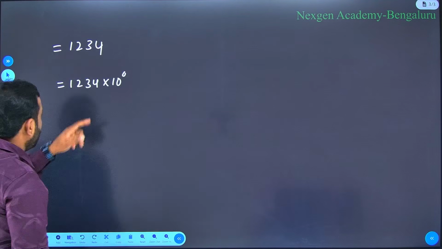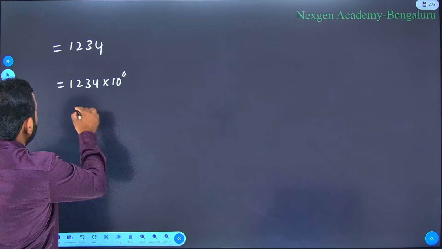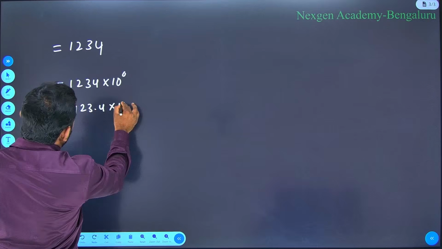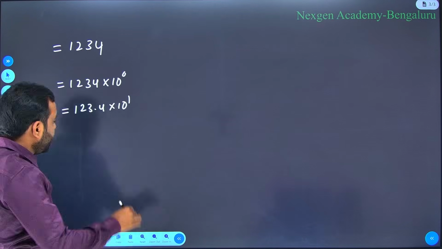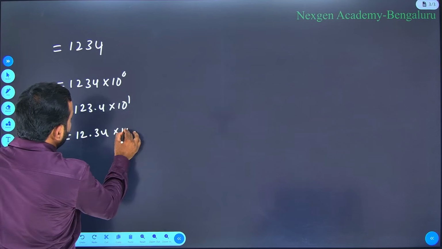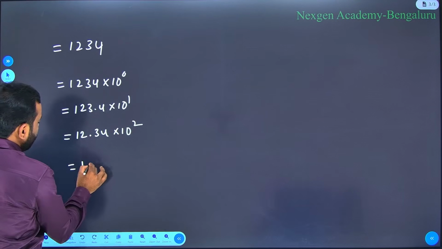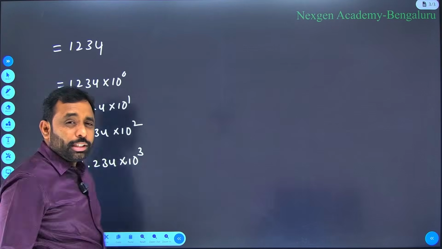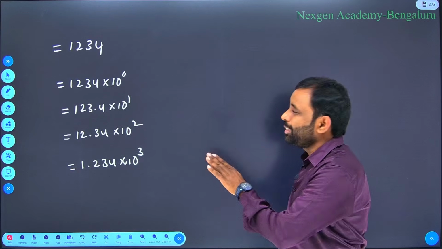1 into 1234 is what? 1, 2, 3, 4 only. Yes, you can write 123.4 into 10 to the power of 1. Can't we write it? Yes, we can write it. And 12.34 into 10 to the power of 2 also we can write it. Even 1.234 into 10 to the power of 3 we can write it. These are all different ways to represent 1234.